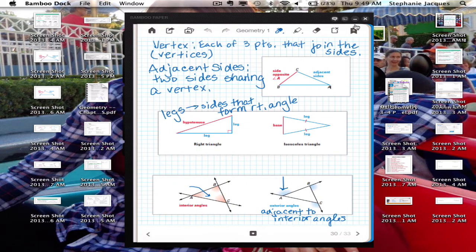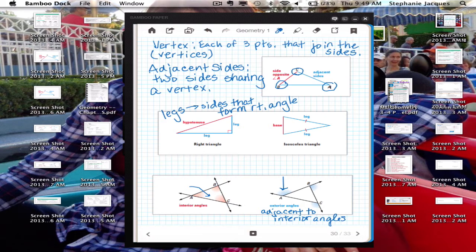Let's look at how you identify parts of the triangle. So a vertex in a triangle is going to be each of the 3 points that join the sides. So point C is a vertex, point B is a vertex, and point A is a vertex. If you have more than one vertex, you say vertices. So 1 is a vertex, 3, 2 are vertices.